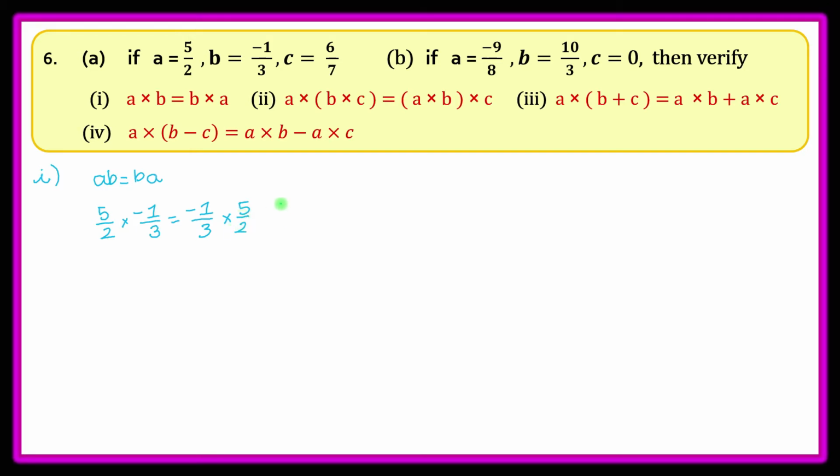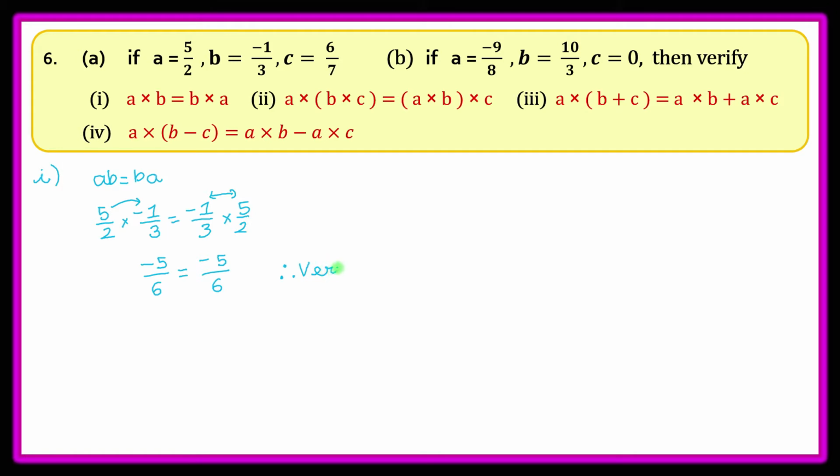Like this. Okay my friends, now we have to prove that this left hand side equals the right hand side. To prove it, we are going to multiply. 5 into minus 1 would be minus 5 and 2 into 3 would be 6. Same thing at the right hand side also. Minus 1 into 5 would be minus 5 and 3 into 2 would be 6, like this. So you can see minus 5 upon 6 on the left hand side is the same as minus 5 upon 6 on the right hand side. Therefore we have just verified the property.